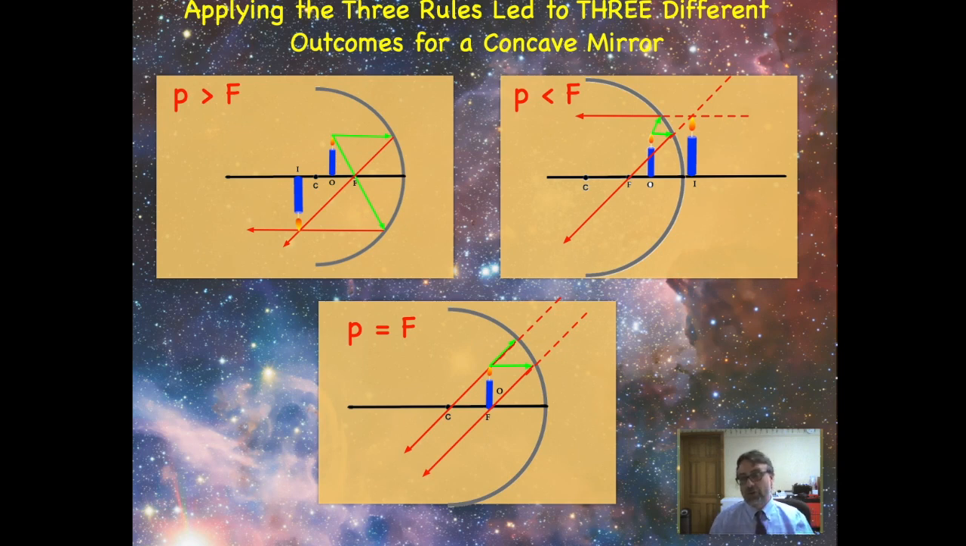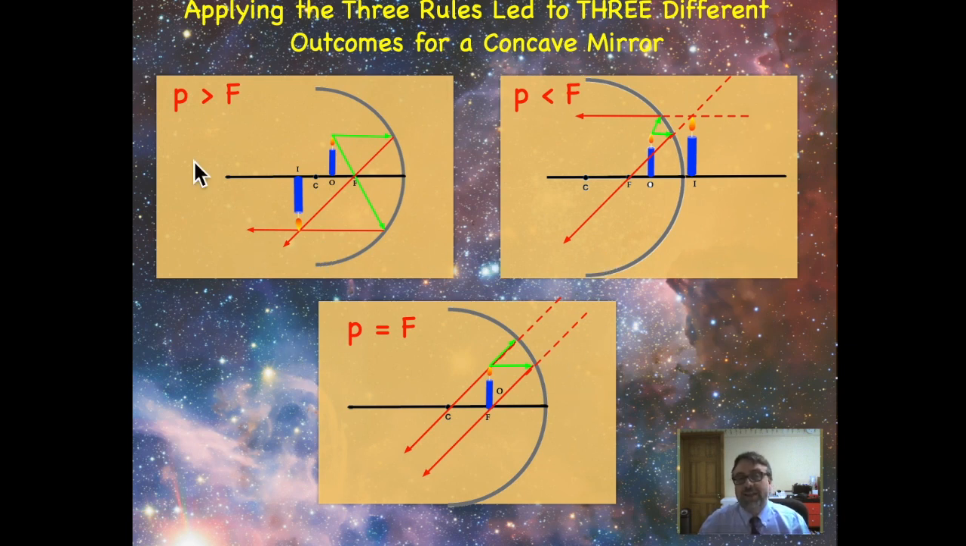Now, when we applied those rules to a concave mirror last week, we saw that there were three possible solutions. All right, so let's take them one at a time just to review, because it turns out that a concave mirror is really not that complicated.